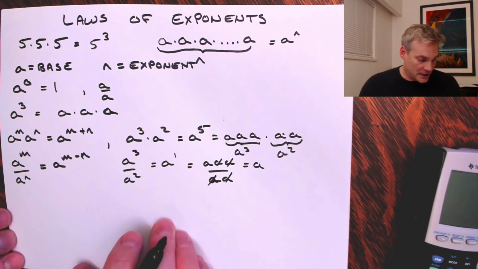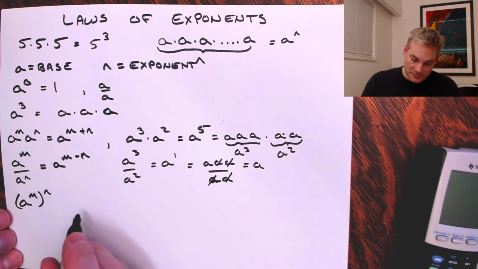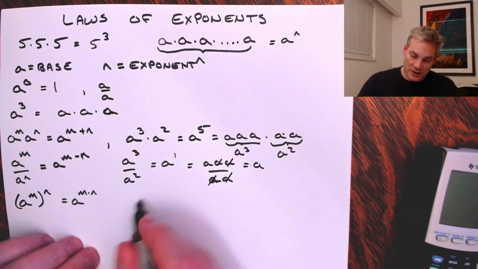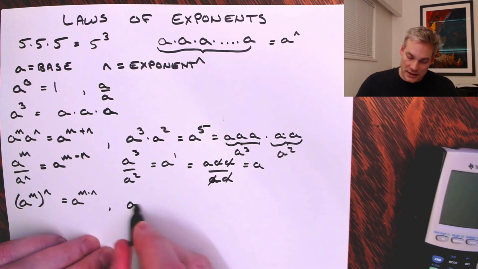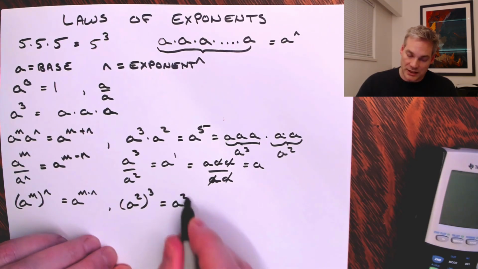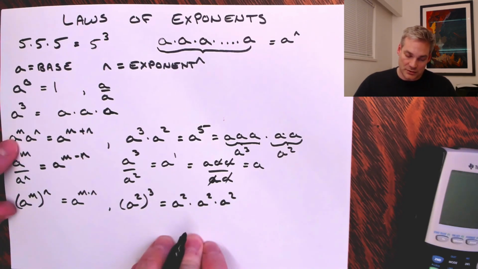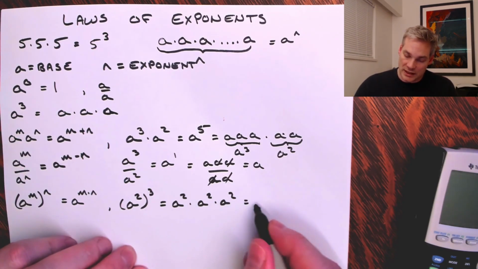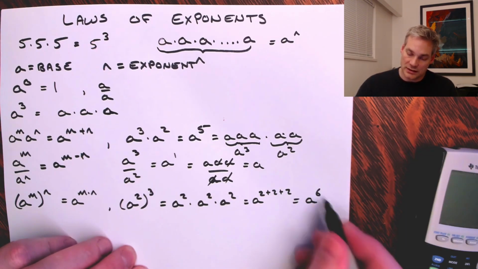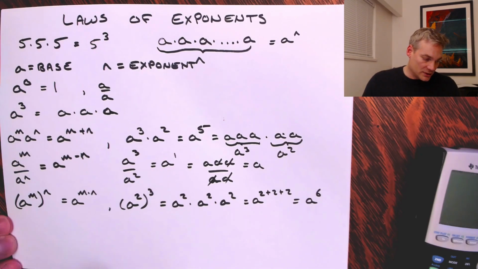Now, if we have a to the power of m, to the power of n, that's just equal to a to the power of m times n. So if I had a to the power of 2, to the power of 3, that's a squared times a squared times a squared. And if we use this rule, we just see that that's 2 plus 2 plus 2, which is a to the 6. So that is the same as 3 times 2. Okay, so that's good.